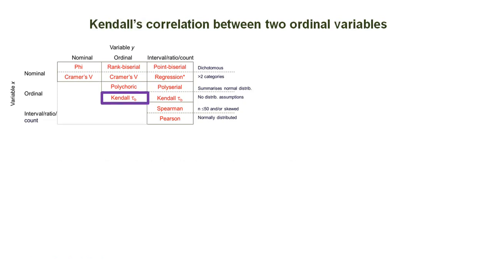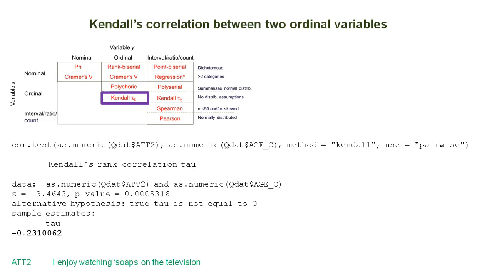Kendall's tau can be used to calculate the correlation between two ordinal variables where no assumptions are made about the distribution of the data. In this example, the Likert scale variable @2, I enjoy watching soaps on the television, and ordinal variable age C are used. The correlation is minus 0.23.